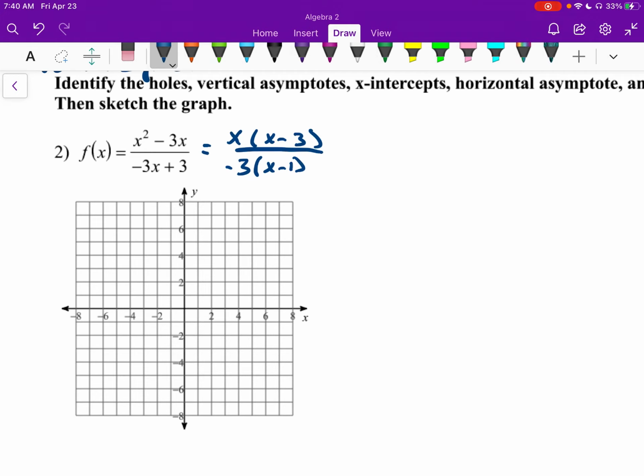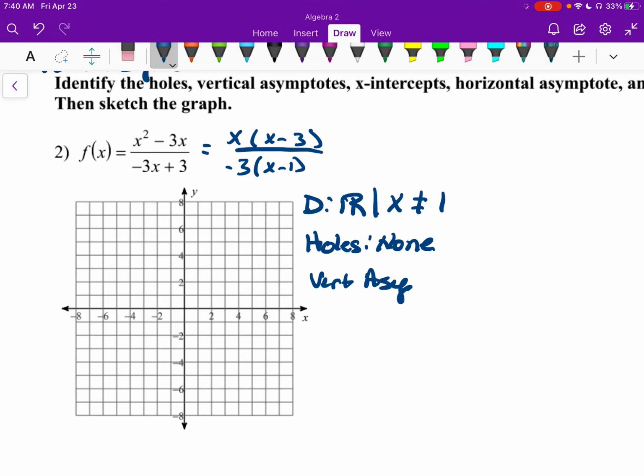So let's talk about domain. The domain is going to be all reals, given that x won't be 1, right? Because that's our excluded value. Nothing here will cancel. So talking about holes, we have none. Vertical asymptote. We are going to have a vertical asymptote at x equals 1.